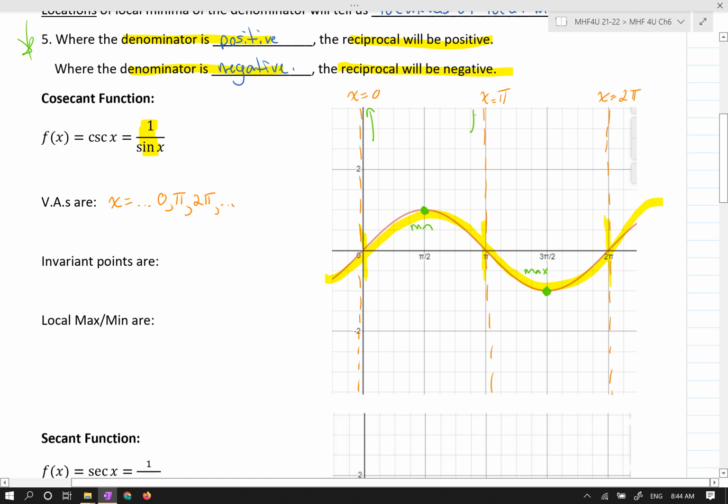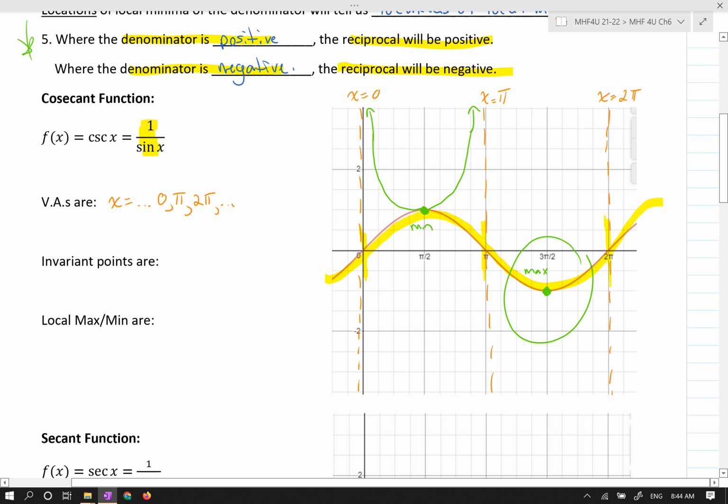And I can use that same logic to say, okay, those are my behaviors around the vertical asymptotes. Now I need to sketch the general shape inside. Well, I know I have a minimum right there. I should be looking at something that looks like this.